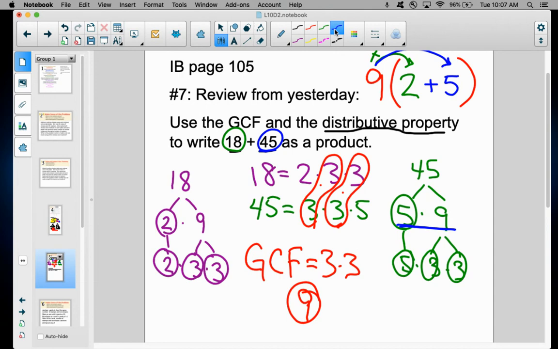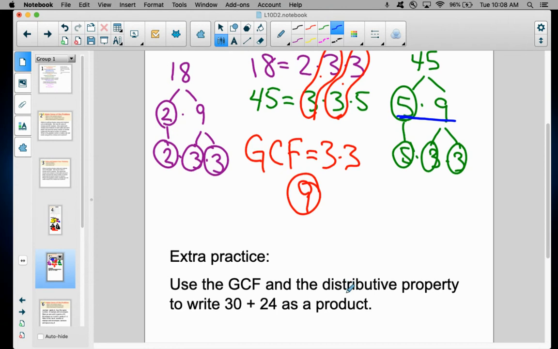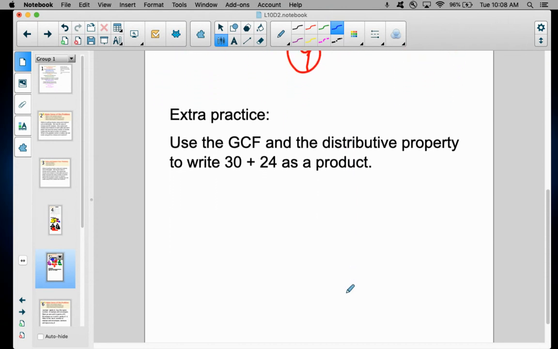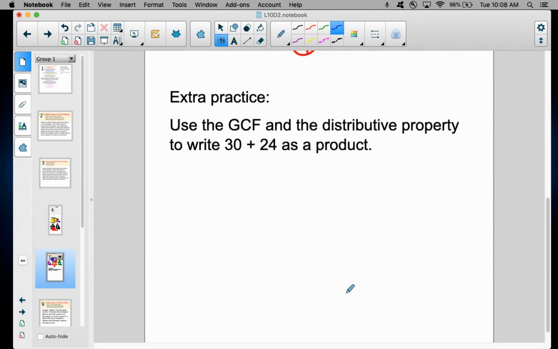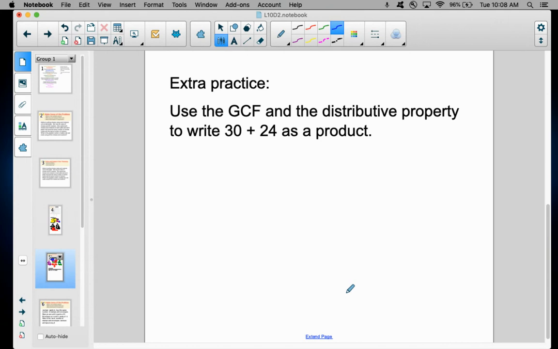7 is 2 plus 5 times 9 is the same as the total of 18 plus 45. So that was prime factorization, and as a way to get to the GCF. We did another example as well, and I'll just show you that 30 and 24, you can find the factor pairs with that factor rainbow as well.